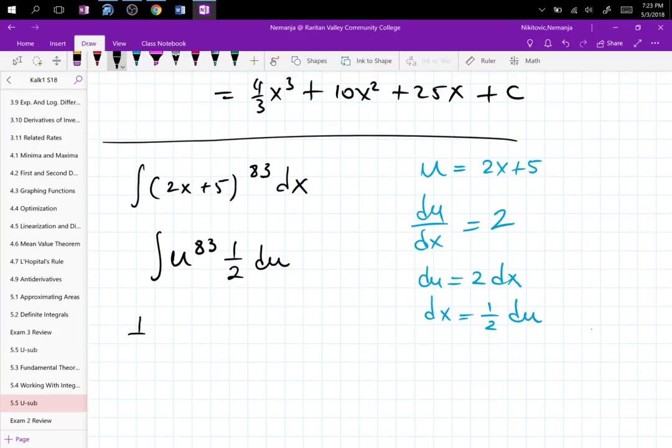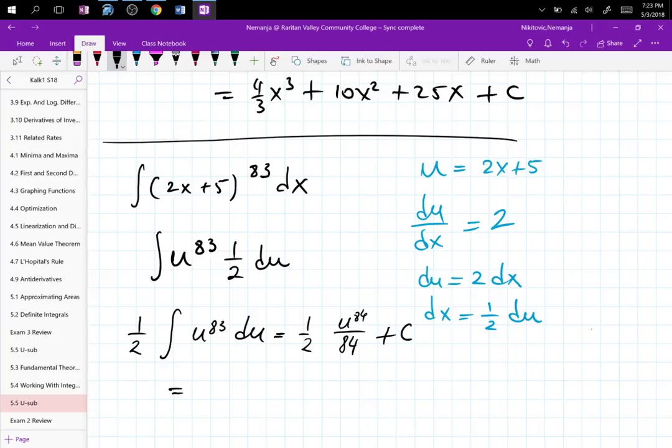So now we kick 1/2 outside, and all I have to integrate is u to the 83 du, and that is the basic integral. So now that's 1/2 u to the 84 over 84 plus c, which is 1 over 168 u to the 84 plus c.